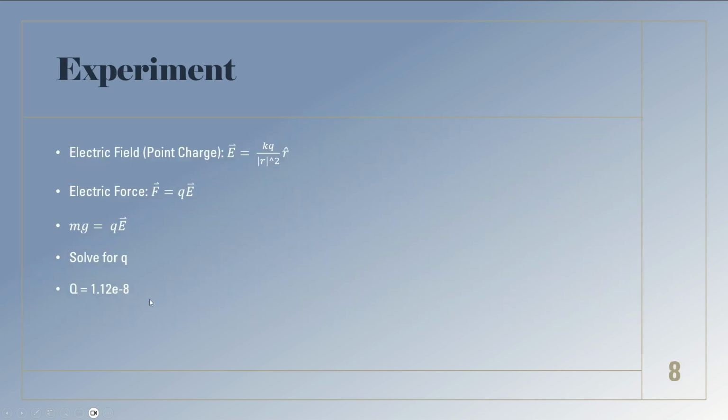With this, we were able to find our Q value by plugging everything into the equation, the electric field, electric force, and setting that equal to mass times gravity, set those equal to each other and solve for Q. Gives us a more accurate answer because we're using smaller steps.